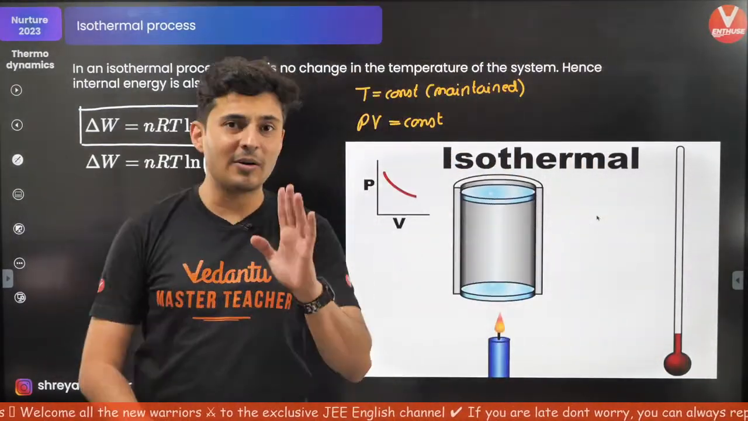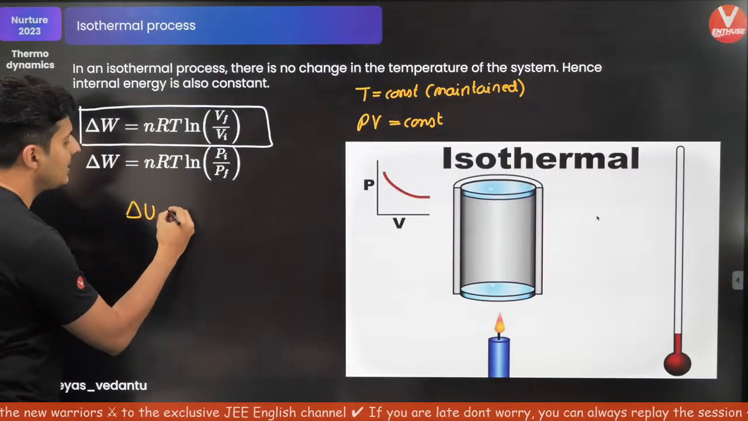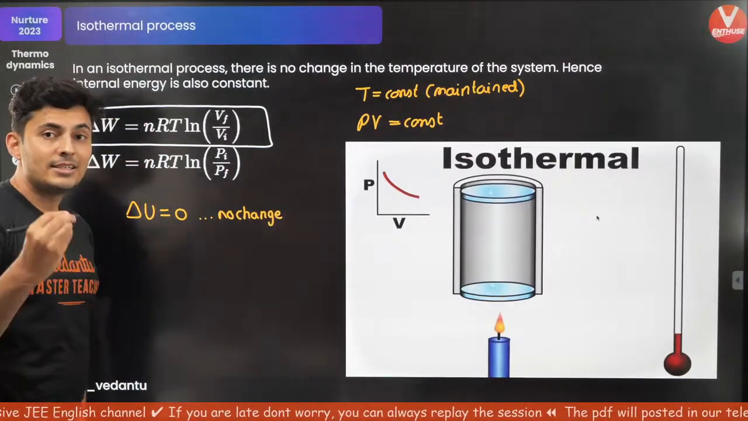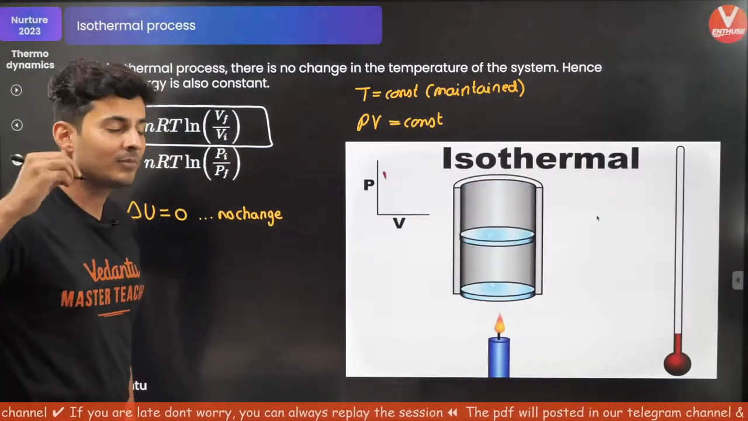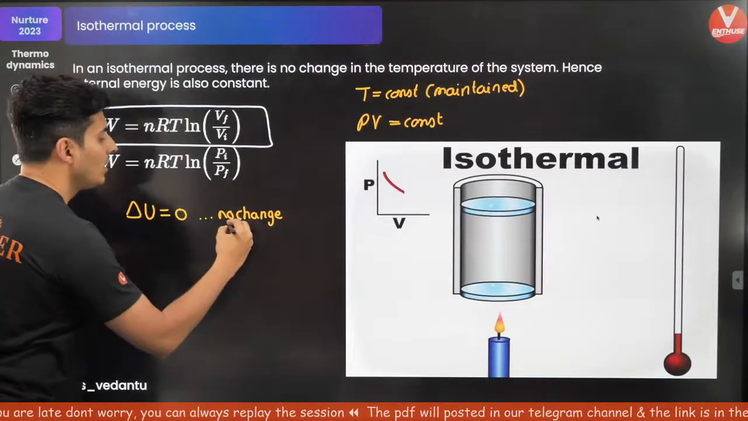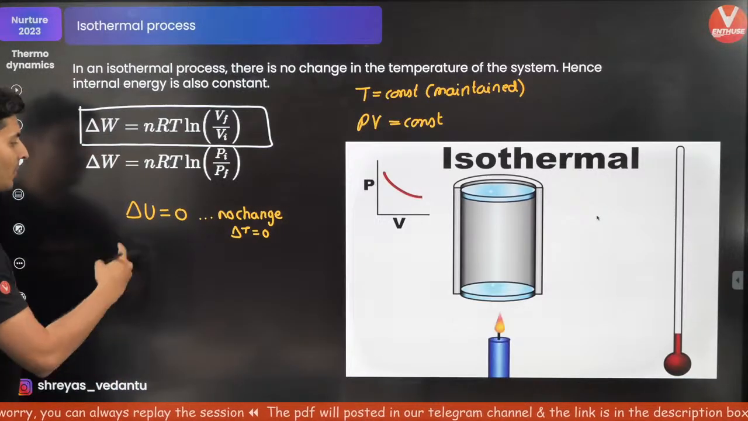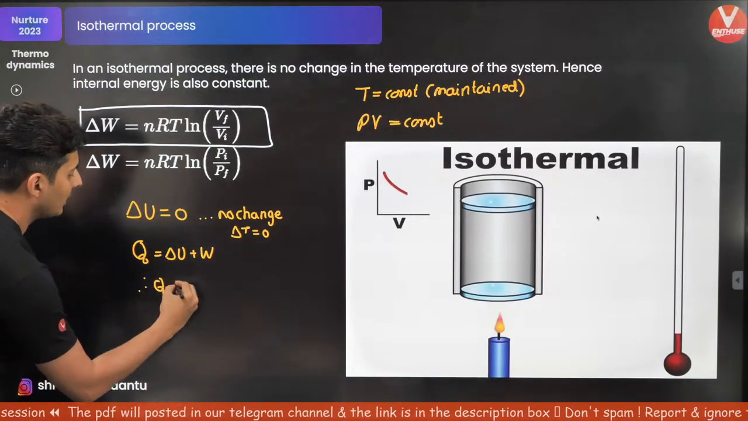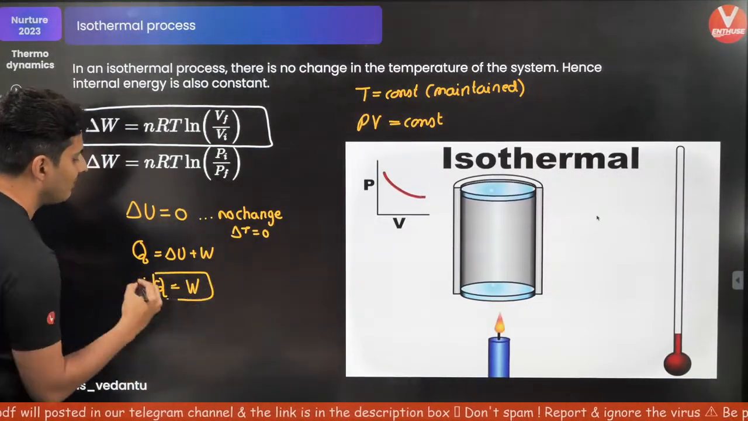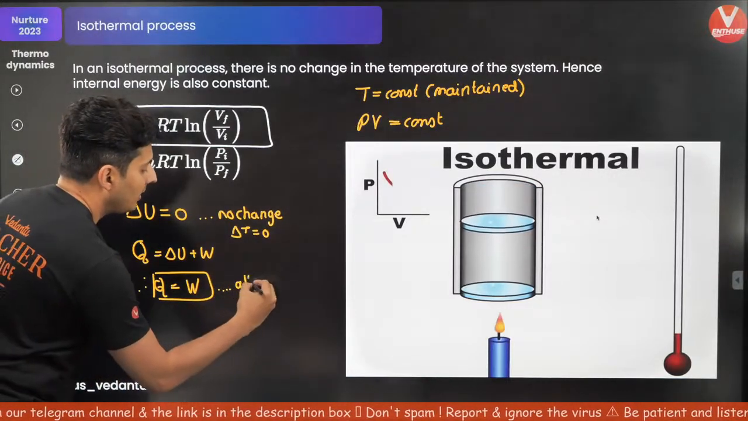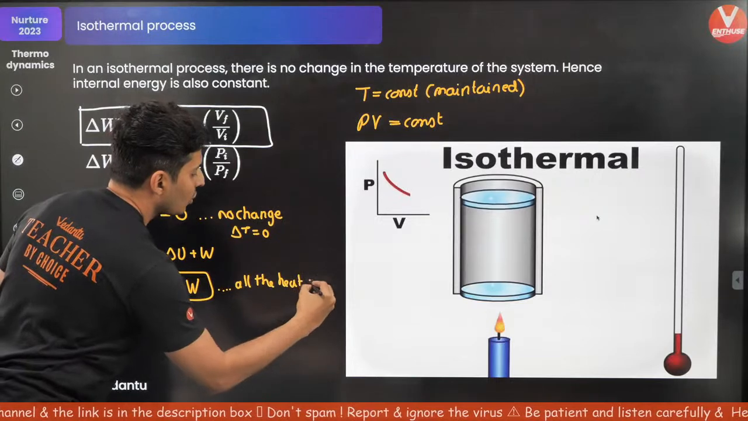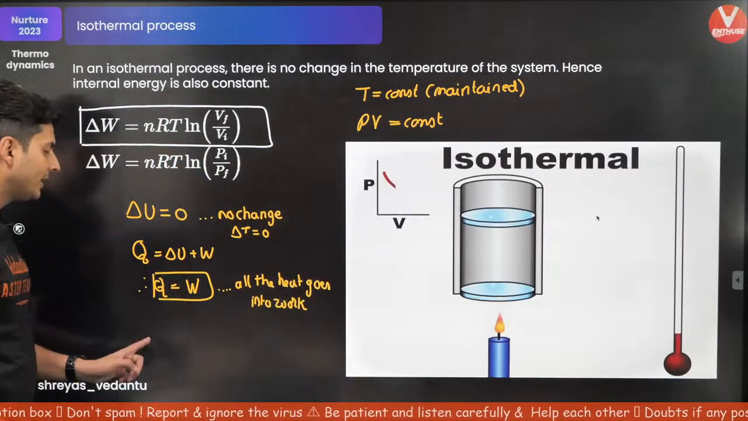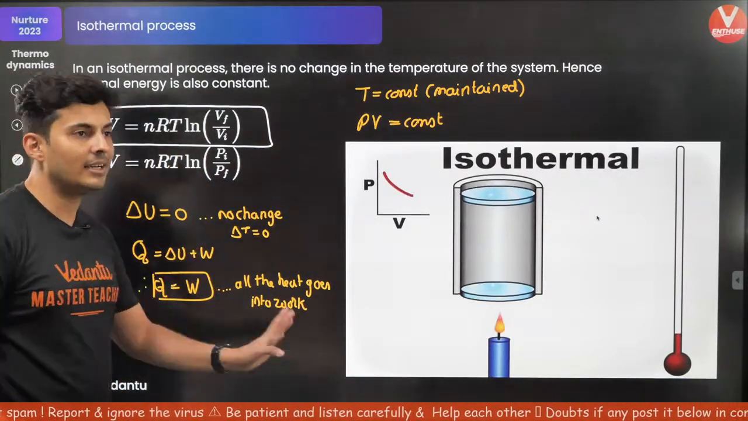Now, if temperature is a constant, then it also means delta U will be 0. So there is no change. Understand that. For ideal gas, delta U is n Cv delta T. Delta T will be 0. Because of that, delta U will be 0. And Q, which is delta U plus W, will be looking like this. Q will be equal to just W. Very, very interesting. So I can just say all the heat goes into the work. There is no change in the internal energy.